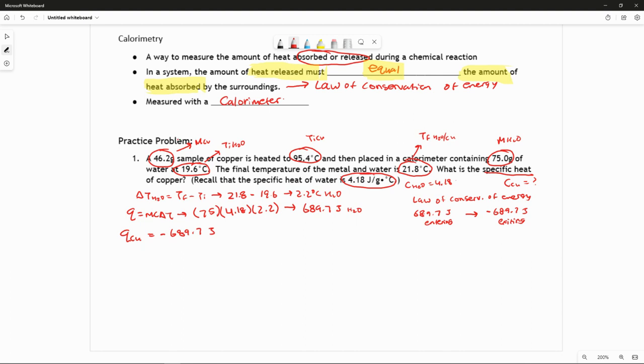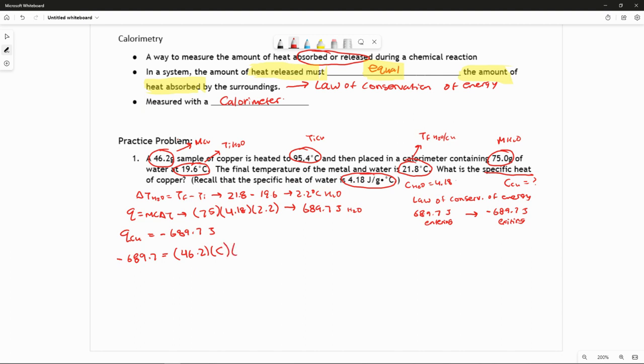Now we have enough information to solve for the C of copper, the specific heat of copper. Let's set this up. The equation is the same, Q equals mc delta T. Let's set it up using our newly found Q. Q is negative 689.7, and that's going to equal the mass of copper, 46.2 grams, times the C value that we want to find, times our delta temperature.